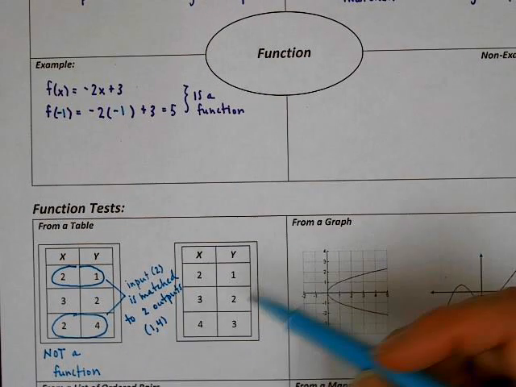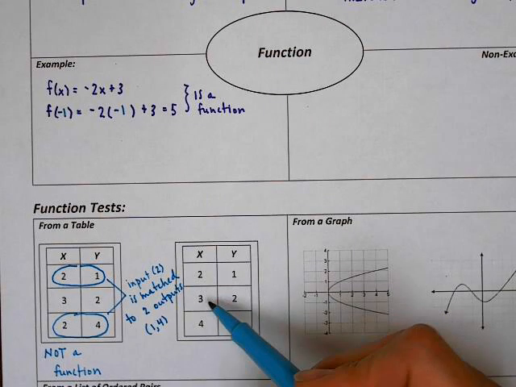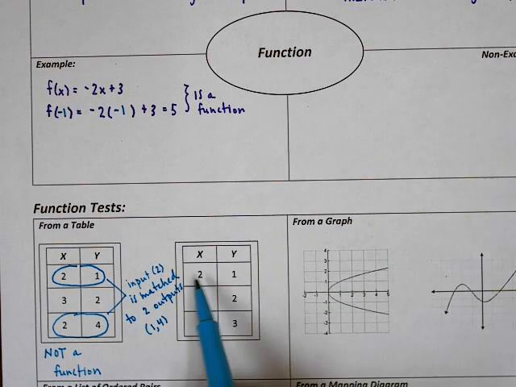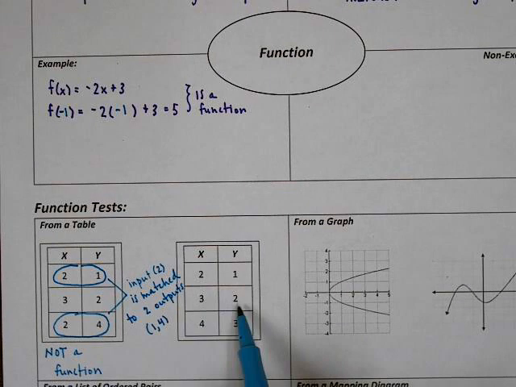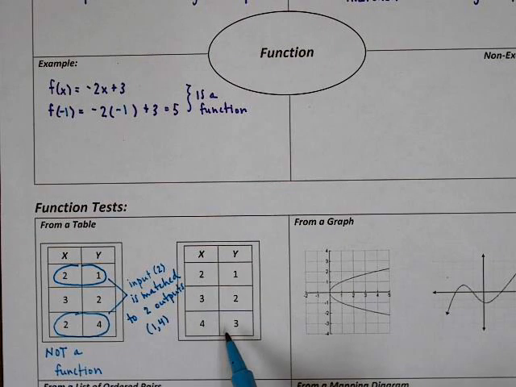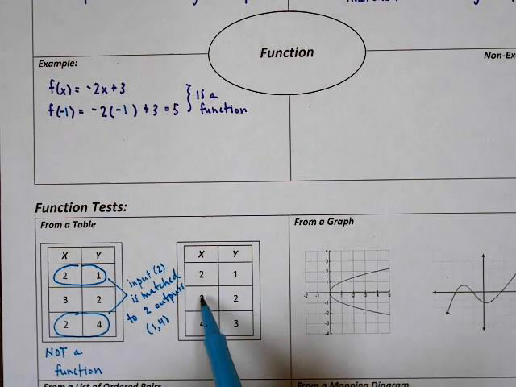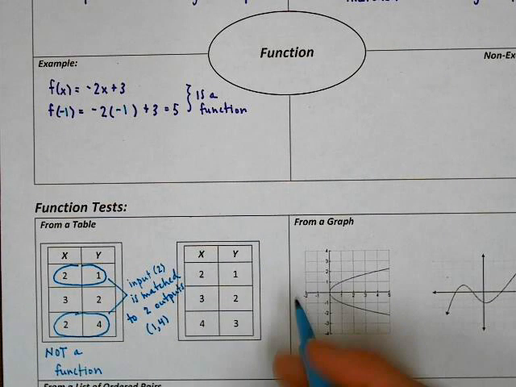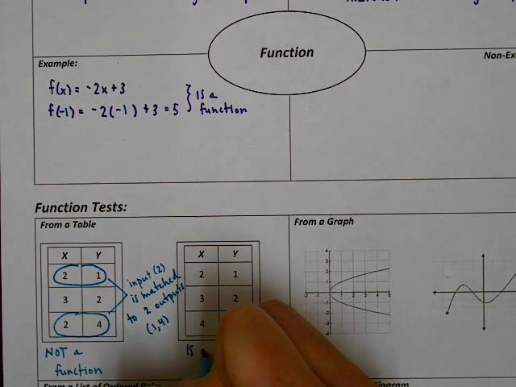Now, in my second example here, I actually don't have any inputs that repeat. So 2 is matched with 1, 3 is matched with 2, and 4 is matched with 3. Since each input only has one unique output, this is a function.